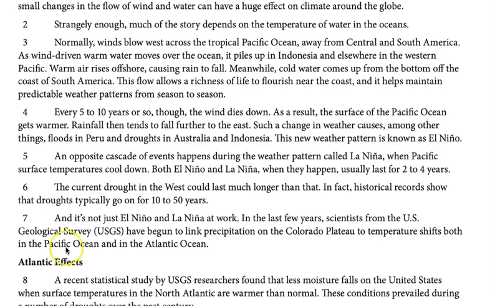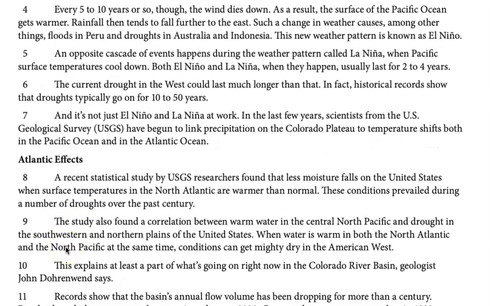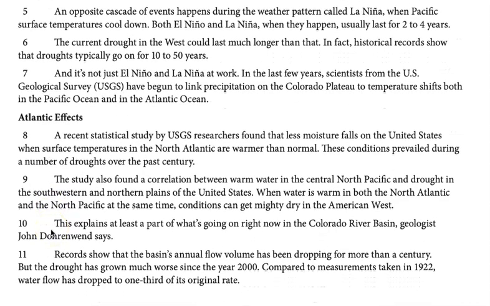Every 5 to 10 years or so, though, the wind dies down. As a result, the surface of the Pacific Ocean gets warmer. Rainfall then tends to fall further to the east. Such a change in weather causes, among other things, floods in Peru and droughts in Australia and Indonesia. This new weather pattern is known as El Niño. An opposite cascade of events happens during the weather pattern called La Niña, when Pacific surface temperatures cool down.